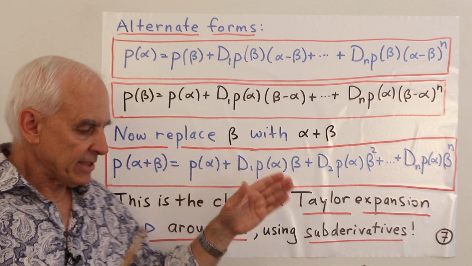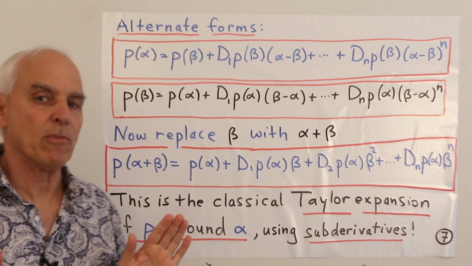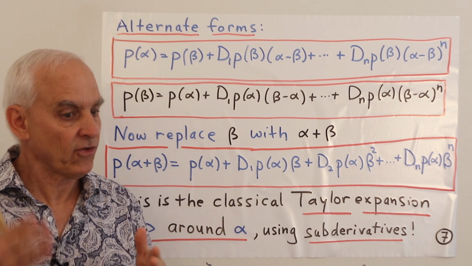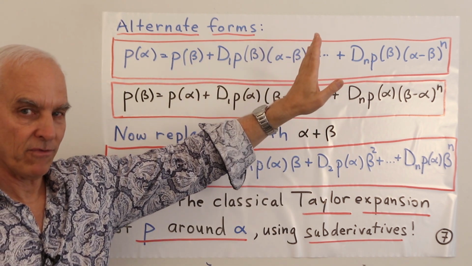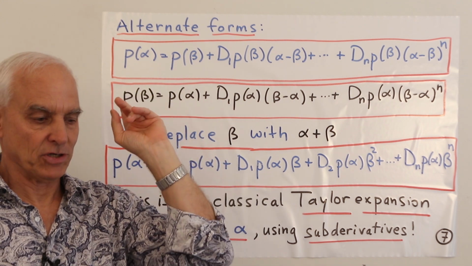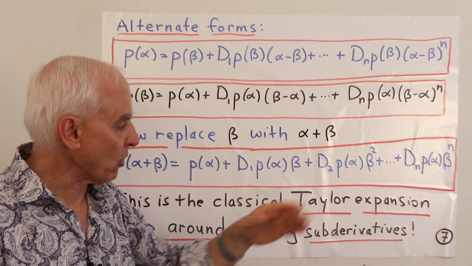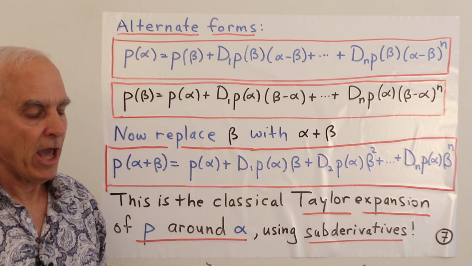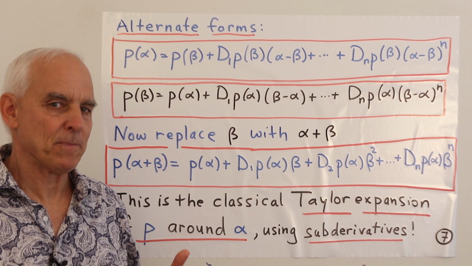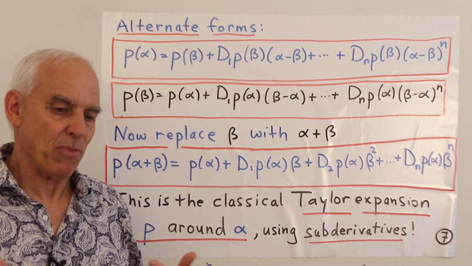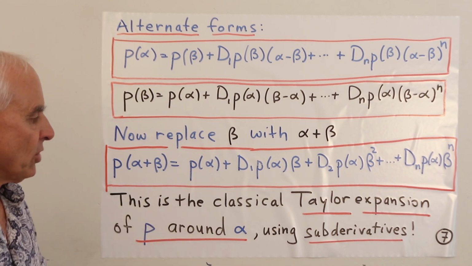But in this context here, it's more general than that. This is an identity that does not depend on beta being small. There's no approximation going on here. This is an exact identity that's valid. Remember, P is a polynumber of degree n. That was the assumption in the previous identity. In this case, this is an identity that holds for all alpha and beta. And in fact, it's not just for numbers, alphas and betas. It's really more powerfully for polynumbers, alpha and beta. So this is the classical Taylor expansion of P around alpha using subderivatives.